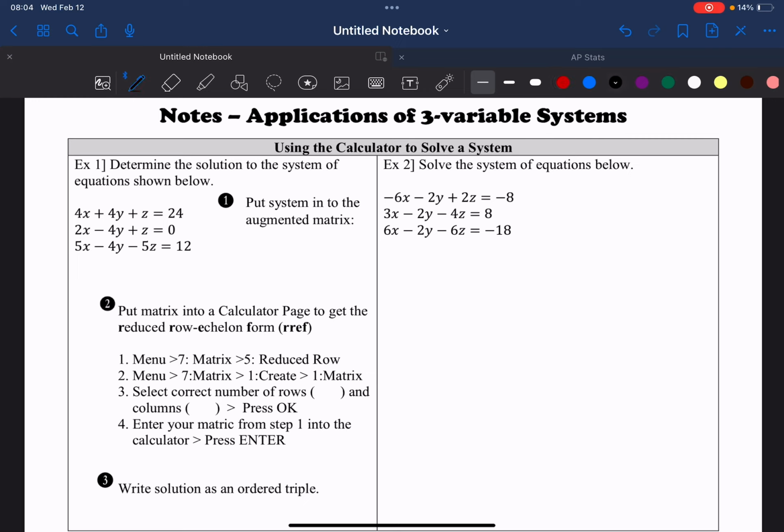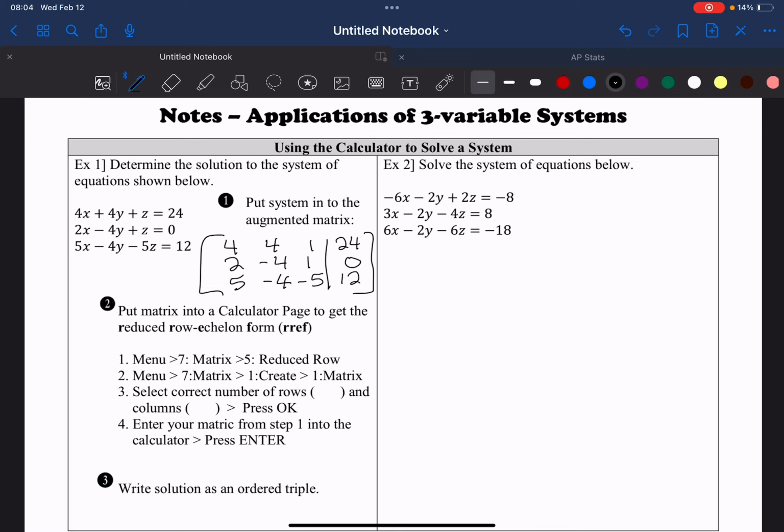So the first thing we're going to do is turn this into a matrix. Remember, we are looking at only the coefficients in front of all the variables. So we have 4, 4, 1, 24, 2, negative 4, 1, 0, 5, negative 4, negative 5, 12.